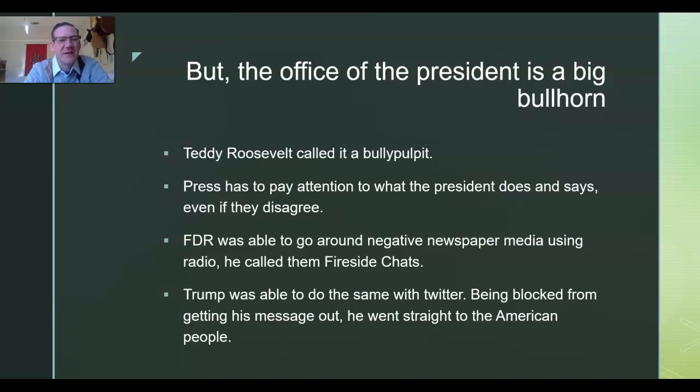Now, with that said, presidents do have a huge effect in the public, okay? Teddy Roosevelt called it a bully pulpit, and he was known for calling people into his office and basically yelling at them. And the press is going to report what the president does and says, even if they disagree. So the president has what we call a national audience. Everyone listens to the president. He is the only person who represents absolutely all of us. Very important, interesting fact here.